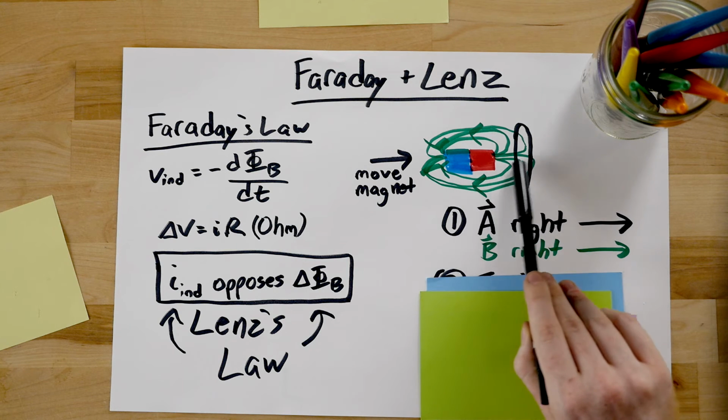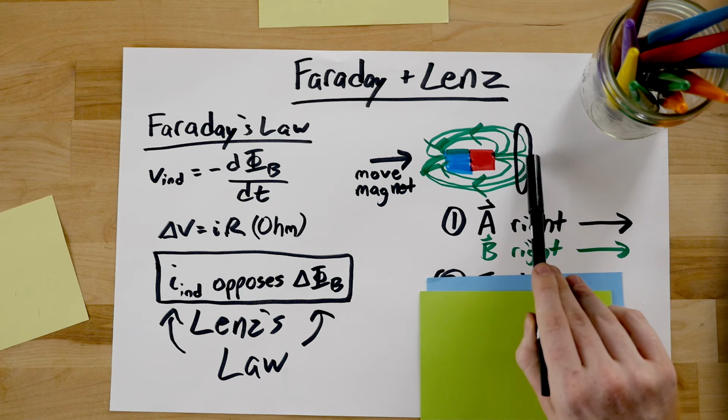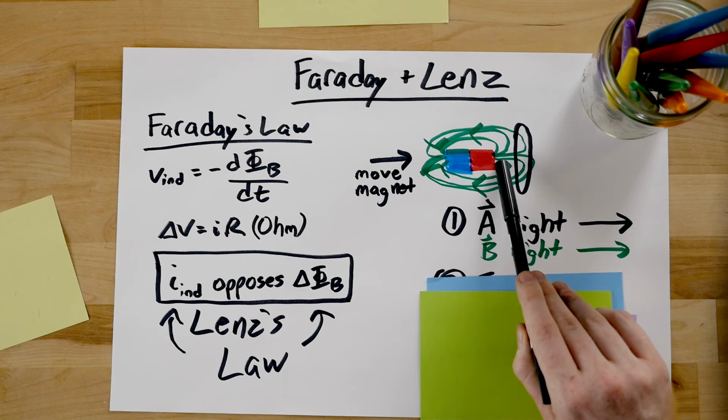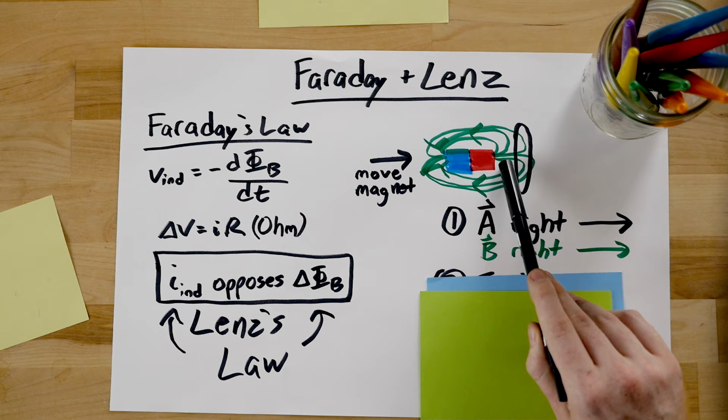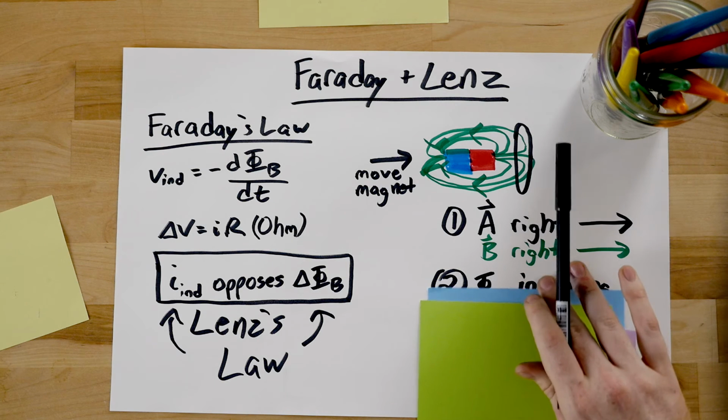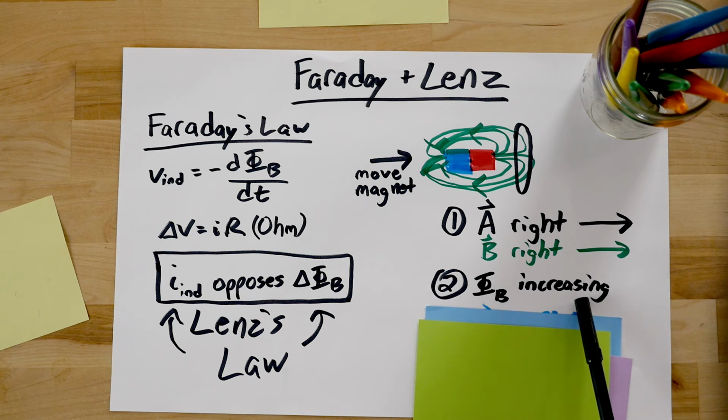As I move this magnet into the loop, my magnetic field strength is going to get bigger. Well, if B gets bigger, that means my magnetic flux will get bigger. Therefore, the magnetic flux is increasing. Now, that is really useful for step 3, which is what Lenz's law actually is. Because I have an increasing magnetic flux, the current that's produced will want to oppose that to get it back to what it was before.